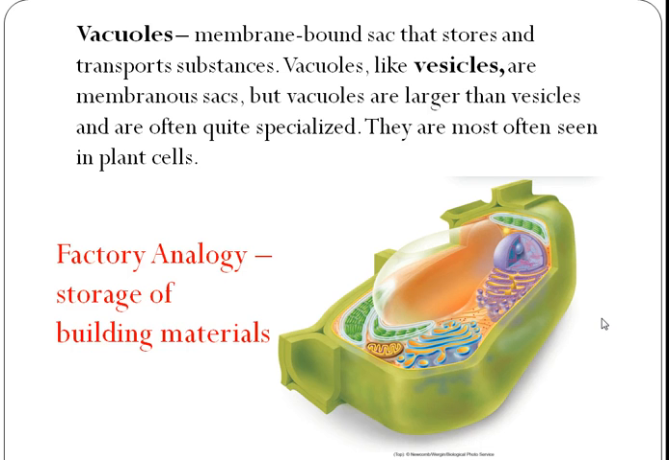Vacuoles, how are they different from vesicles? Well, vesicles are smaller. They're both membranous sacs. Vacuoles tend to be larger, and the one that you'll hear most about is the central vacuole of a plant. This is what makes your plant turgid, stand up and not be wilted. It keeps extra water in there as well as other nutrients and minerals storage. So basically vacuoles are storage. So factory analogy, storage of building materials.